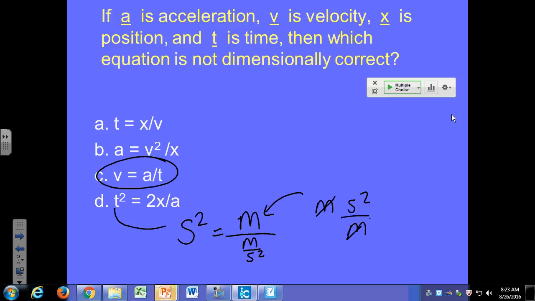Let's look at this one, which is the right answer. I have meters per second equals meters per second squared, that's my a, times 1 over seconds. That's my t. It's in the denominator, so it looks like that. Meters per second on one side, meters per second cubed on the opposite side.